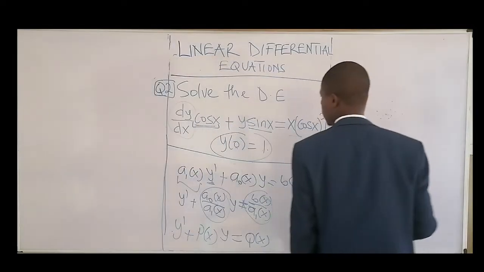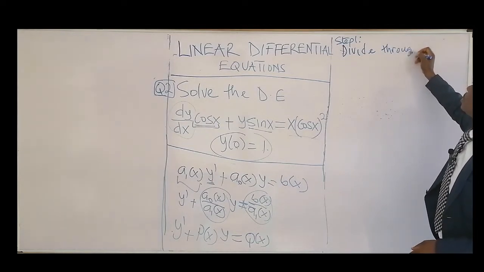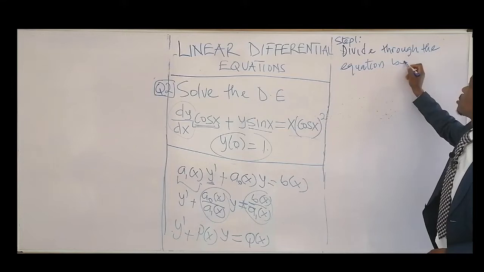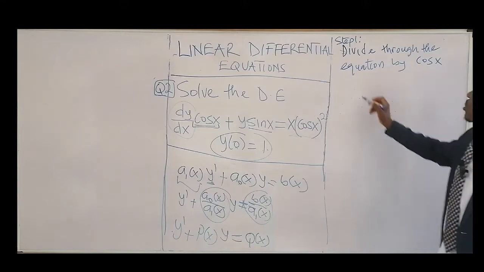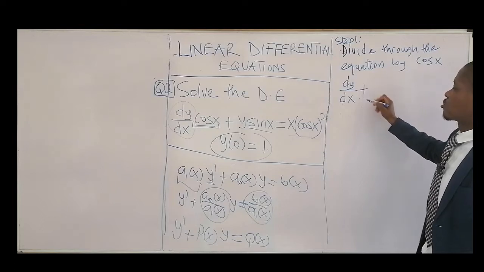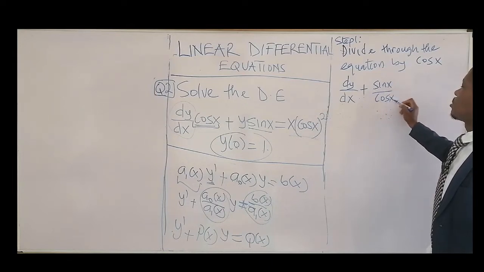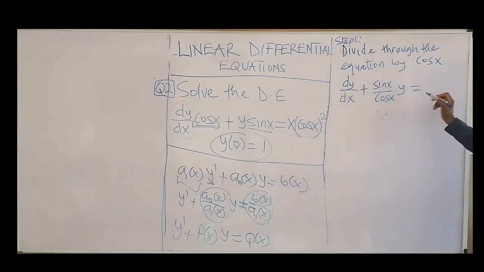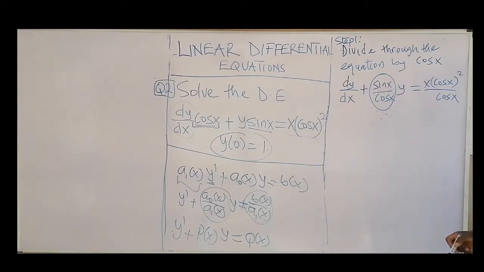Then the next thing to do, step 1, is to divide through the equation by the attachment to your first differential, which is cos x. That will give us dy/dx plus sin x over cos x times y, equal to x cos x squared over cos x. Don't forget that sine over cos is tan x.